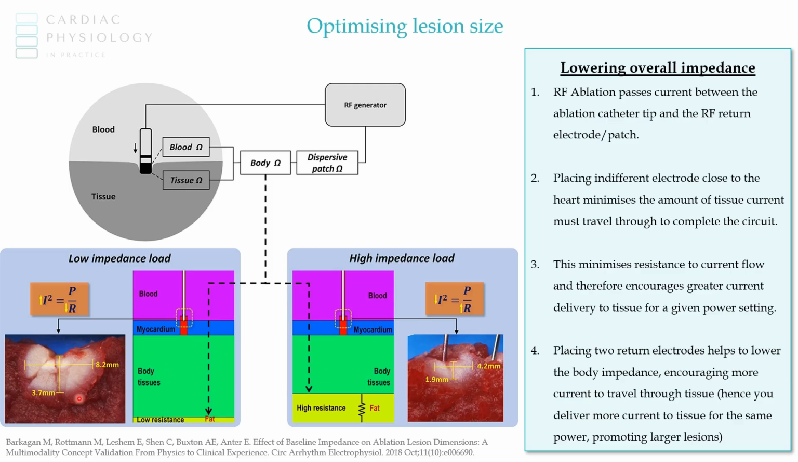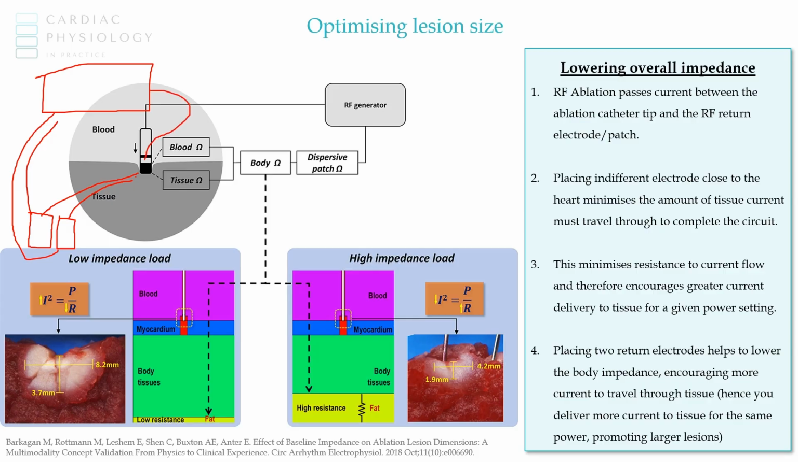Both of these lesions were performed using the same ablation catheter and the same duration of ablation and the same power settings on the generator. The only difference was the baseline impedance. So this lesion could have been created by placing two indifferent electrodes on the patient, perhaps on the right and left scapula, pretty close to the heart, and that results in a lower overall impedance from the ablation catheter to the generator. And these go to the generator and then back to the ablation catheter.